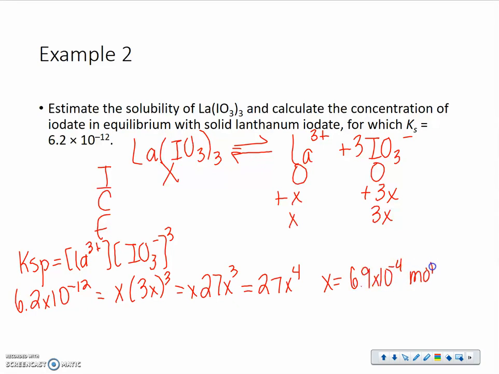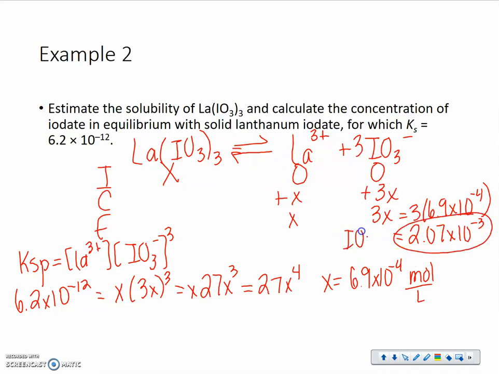So that's how many moles per liter we can dissolve. Okay, the question didn't tell you to specify, so we can keep that. We also want to calculate how much iodate is in equilibrium, which in this case is equal to 3x. So that is how much of my iodate there is going to be at equilibrium.